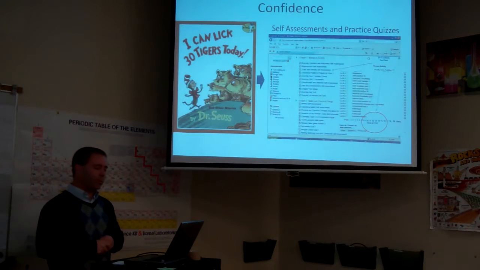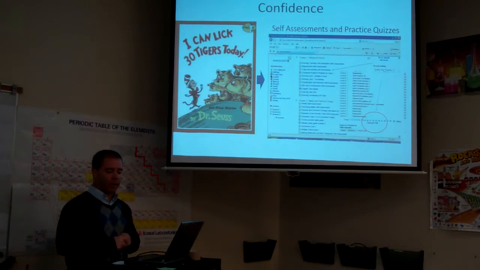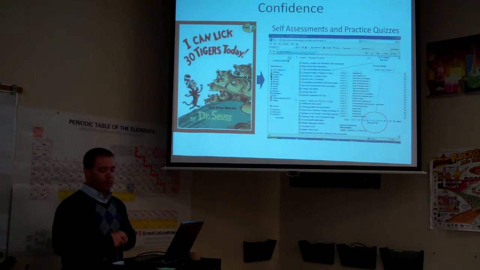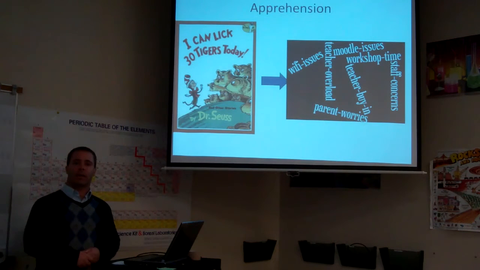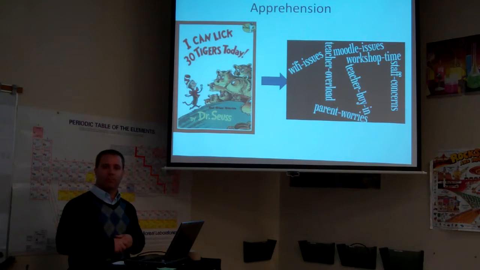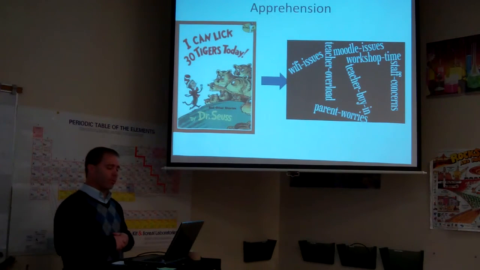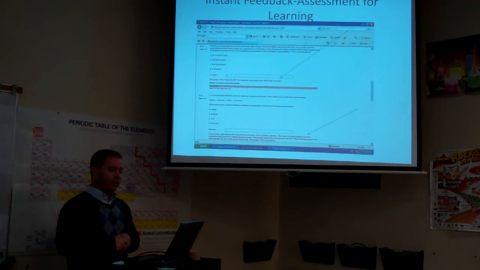Like the Dr. Seuss book, I Can Lick 30 Tigers Today, we were ready for our AC project. And we developed and we developed. In some cases, like this grade 9 science teacher, they developed over 1,000 questions. But in our AC project, just like the book, there was some apprehension. Some days it wasn't like we wanted to lick 30. We had all sorts of issues. We had Moodle problems, of course, throughout the years. We had parent worries. And so we moved on.